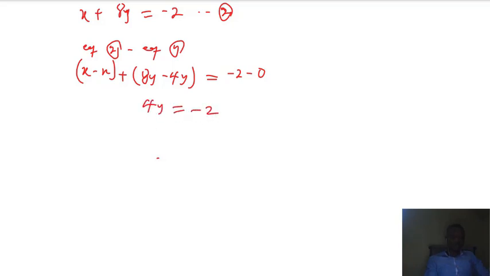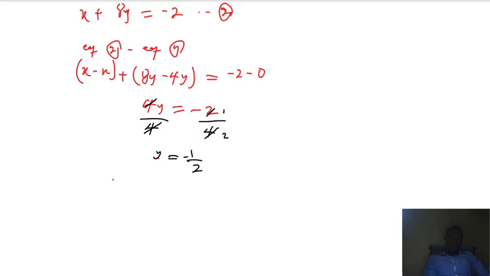Because we are solving for the variable, let's divide both sides by 4, the coefficient of y here by 4, here by 4. So this 4 will cancel this 4, and 2 will go here, 1 here, 2. So we have y equal to negative 1 over 2.